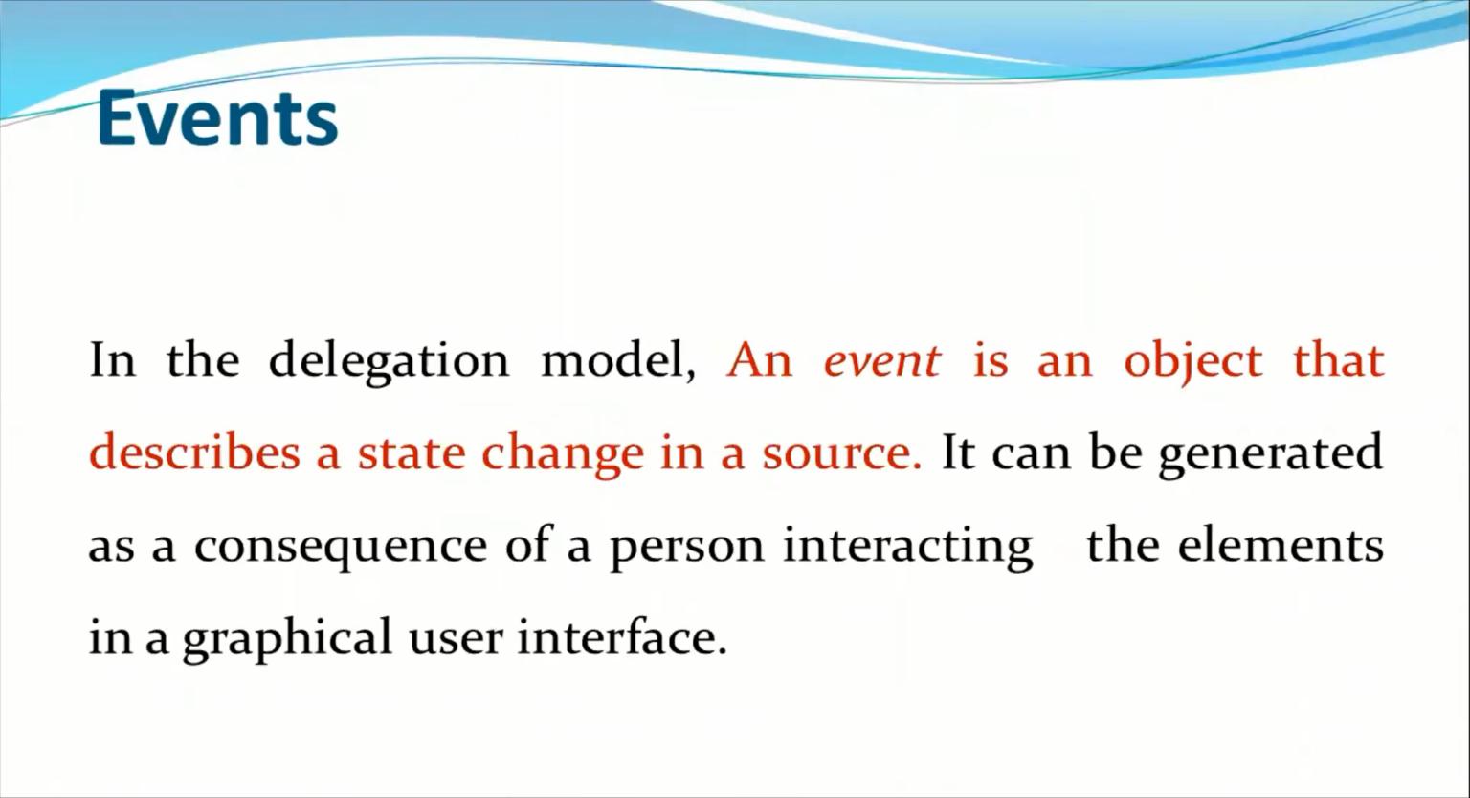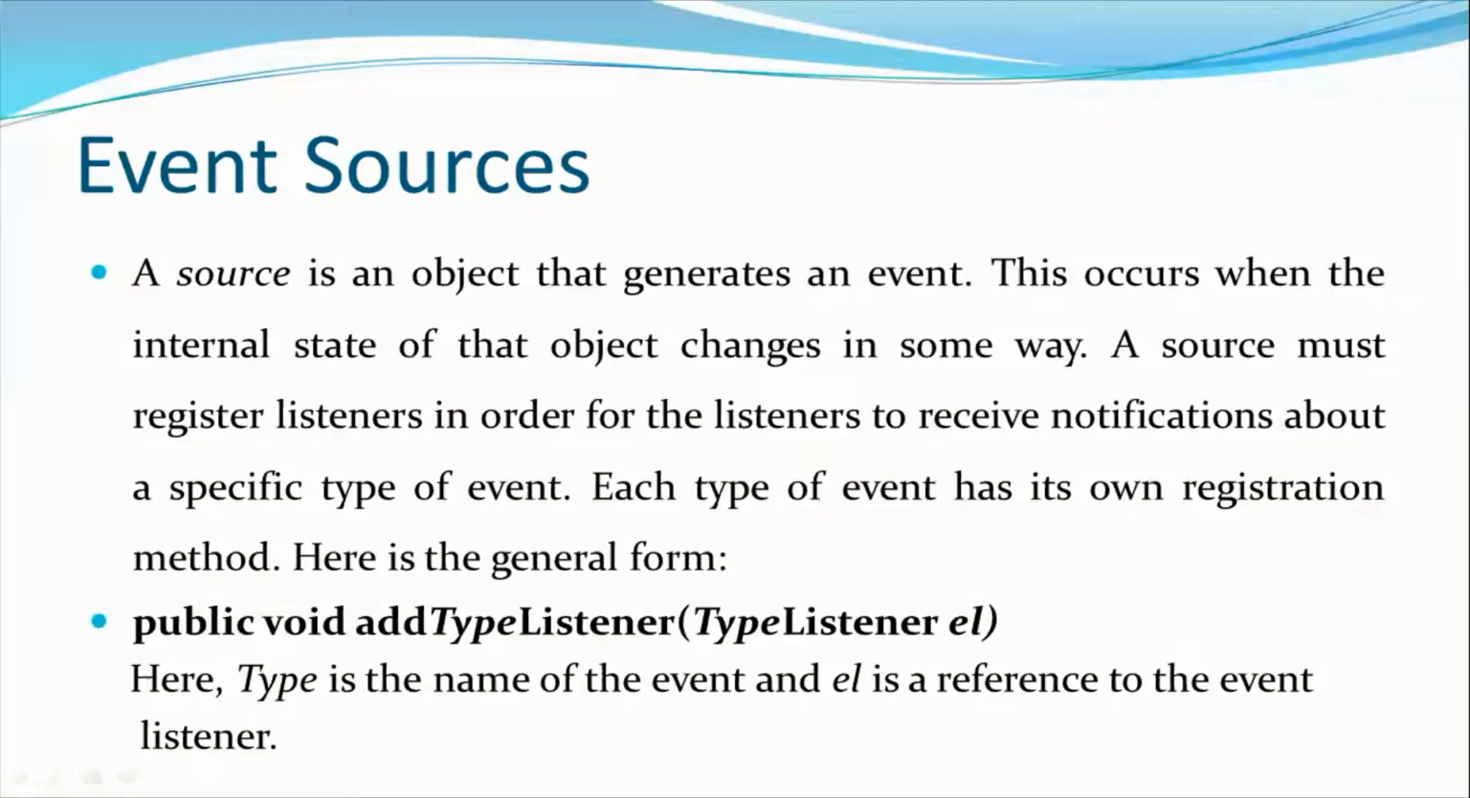Events. In a delegation model, an event is an object that describes a state change in a source. Means here source is any component like button, checkbox, text field, text area. If we click on a button, some event is generated. That event is called an action event. Once the user clicks on a button, some action is going to be performed. That is called a state change in a source.